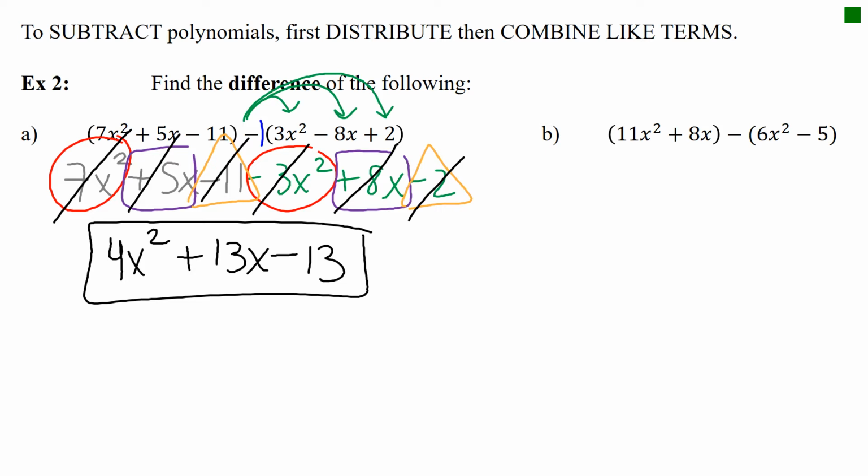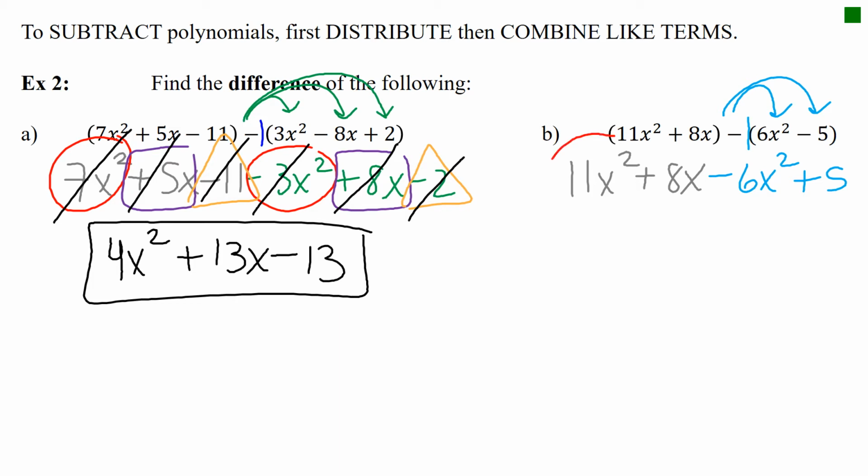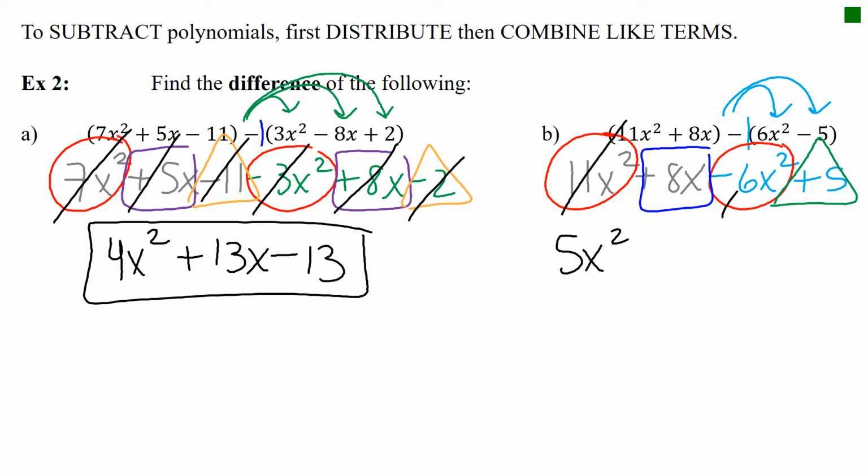Looking at example B, same process. First set of parentheses I can bring straight down because it's a positive 1 out front. Second set of parentheses, there is a minus 1, so negative 1 times 6x squared is minus 6x squared. Negative 1 times negative 5 will give me positive 5. Now to shape it up, 11x squared will combine with minus 6x squared. Positive 8x is by itself, positive 5 is by itself. Time to combine. 11 minus 6x squared will give me 5x squared. 8x by itself.